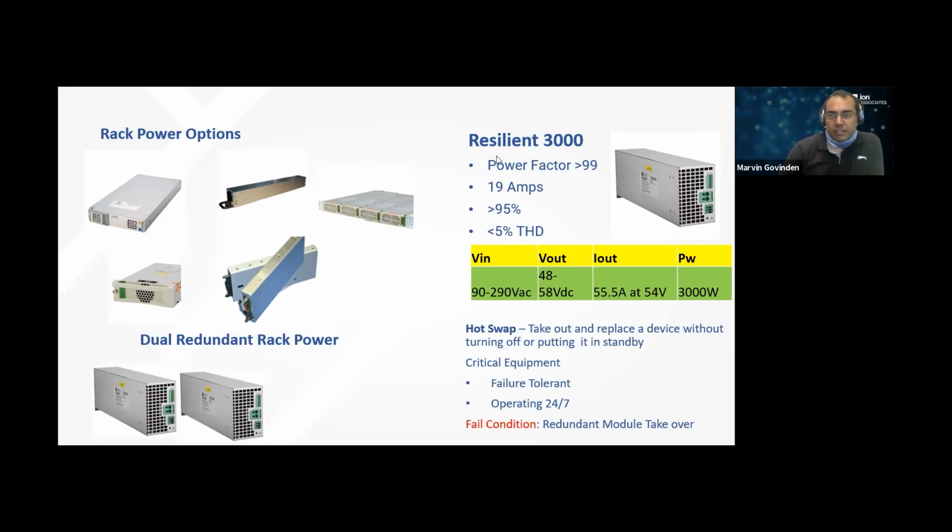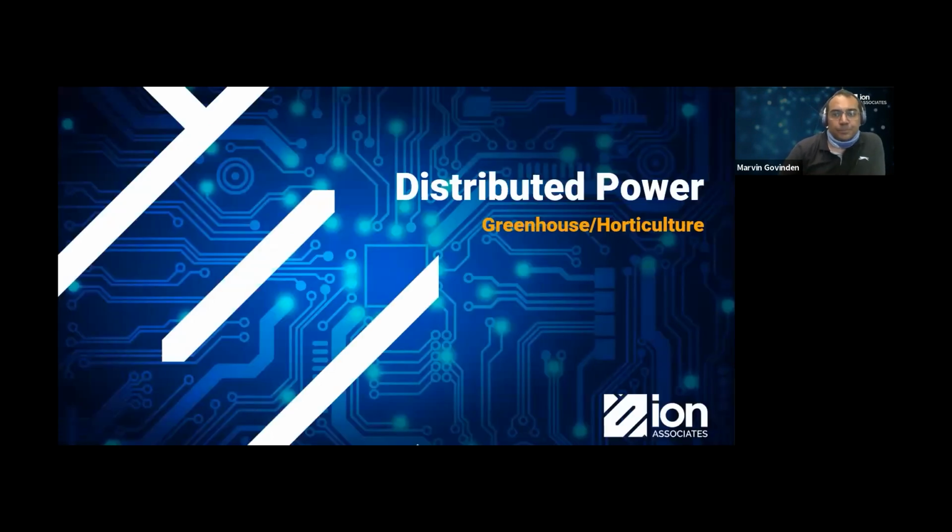We can see a version here, the Resilient 3000, high power factor, low harmonic distortion, high efficiency. And this is something we can look at for redundant systems. Okay, so this would be on the AC side, maybe then putting out 48 volts. Because to some systems, it is good to centralize the power in a way where, you know, it's one point of failure and we can easily replace or make it redundant, so it's highly reliable. So talking about distributed power, let's look at an example.